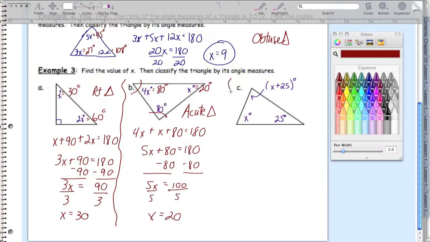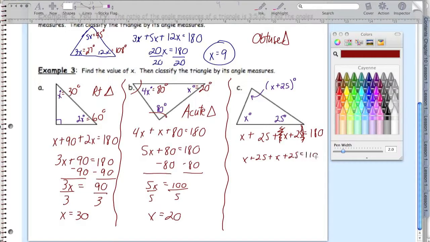All right, last one, letter C. We have all our angles. We're going to add them up. X plus 25, x plus 25, plus x plus 25 is going to equal 180. And that was in parentheses. Now since we have no value right in front of the parentheses, like a number here, we don't have to distribute anything. And basically these can just be removed. So we have x plus 25 plus x plus 25 without parentheses. Oh, that's 180, not 110.